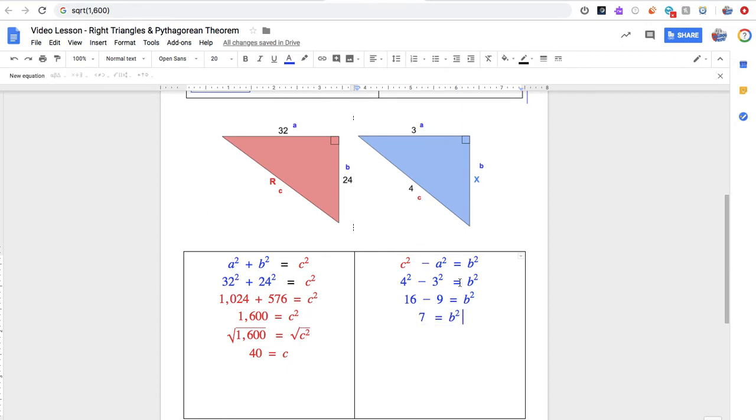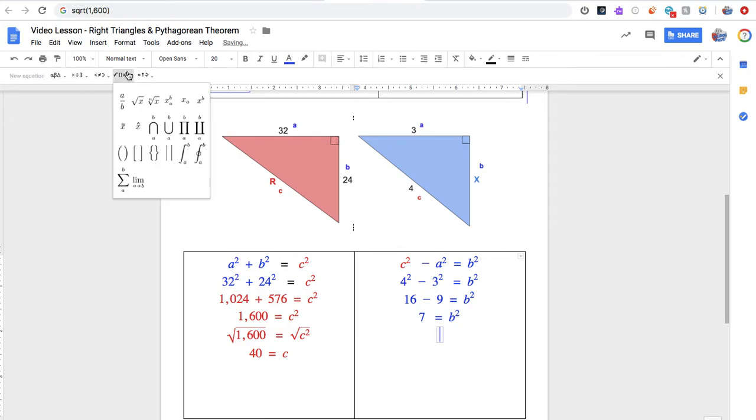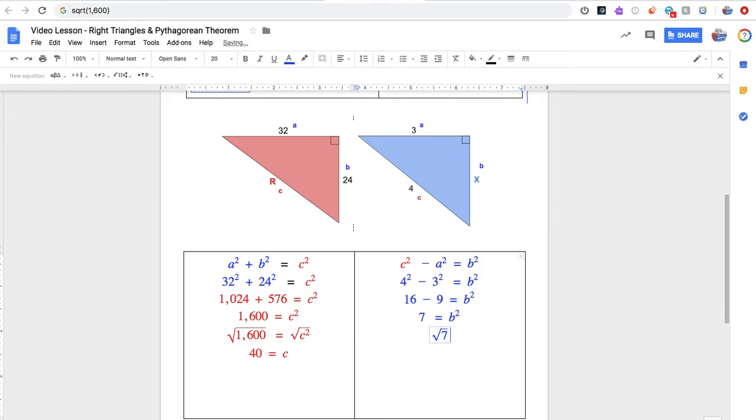From back here, we know our final operation is to take a square root from both sides. So when we square root both sides to leave ourselves with b, we know b is equal to the square root of 7. Pause the video. Is the square root of 7 a perfect square? If not, how can we round it to the nearest hundredth or to the nearest thousandth?